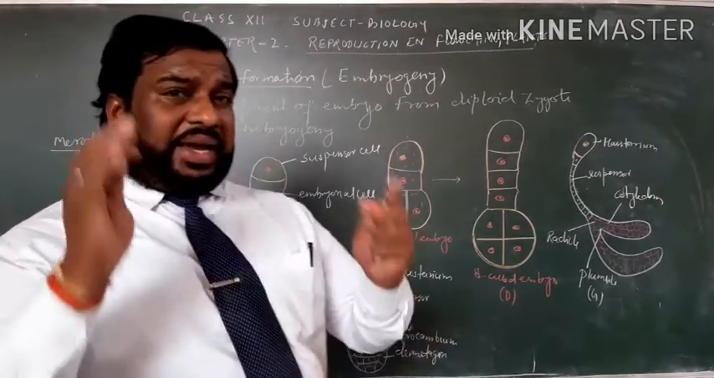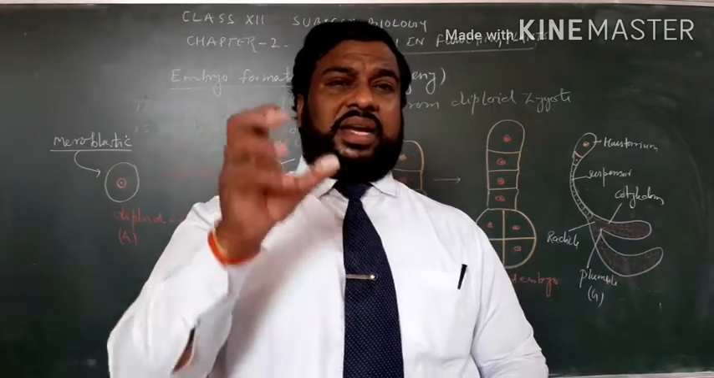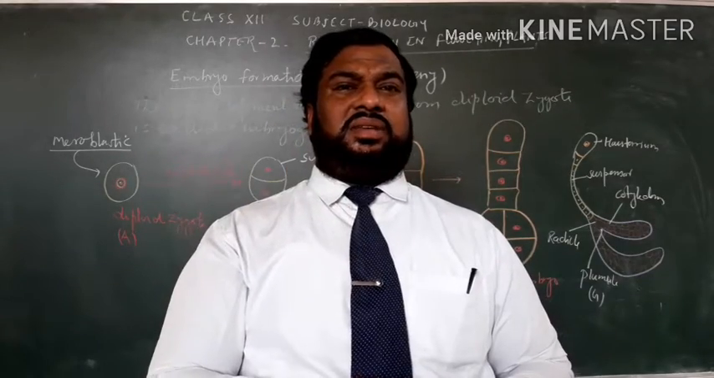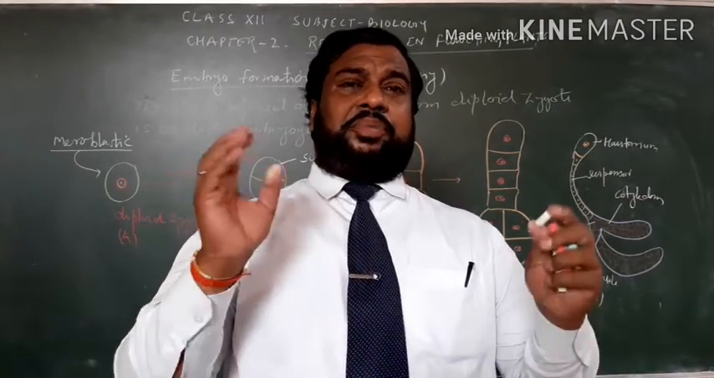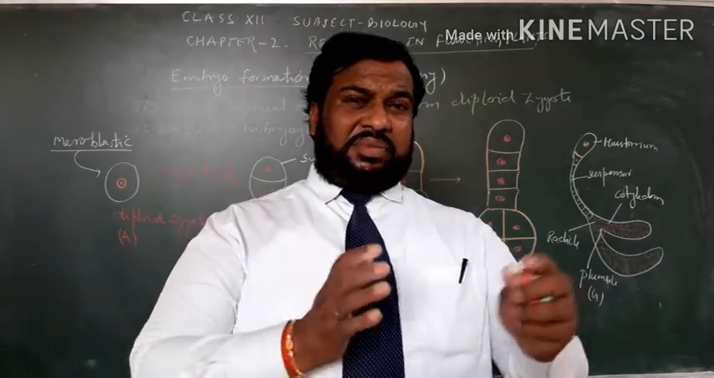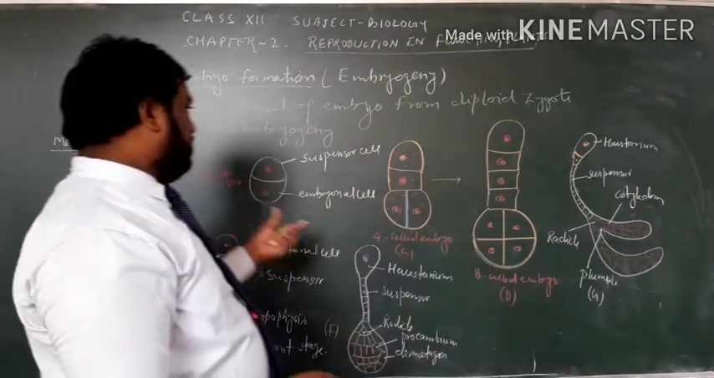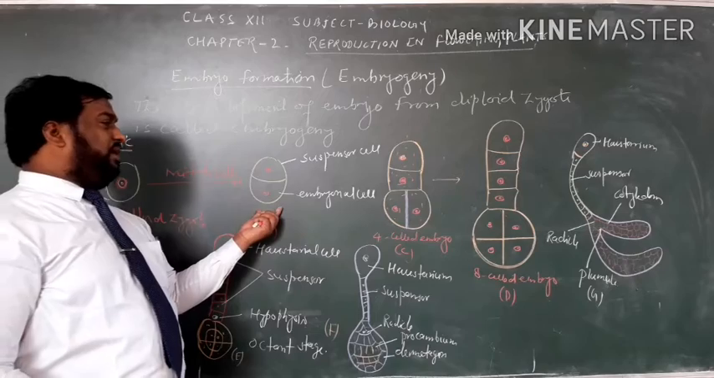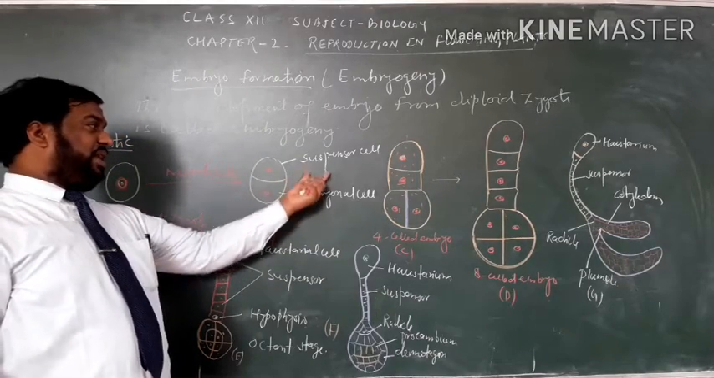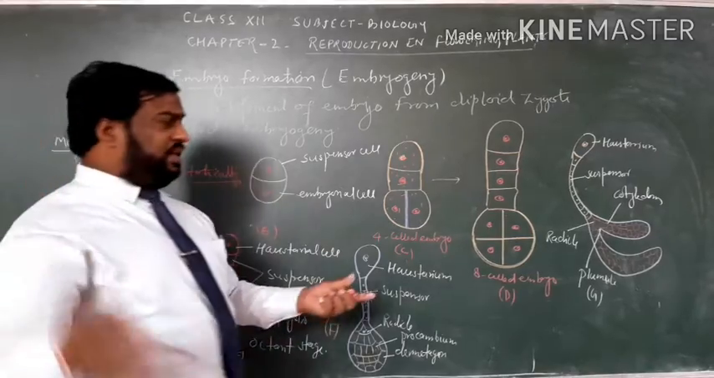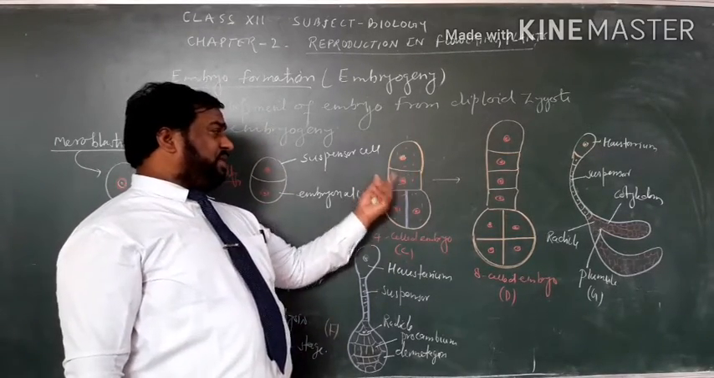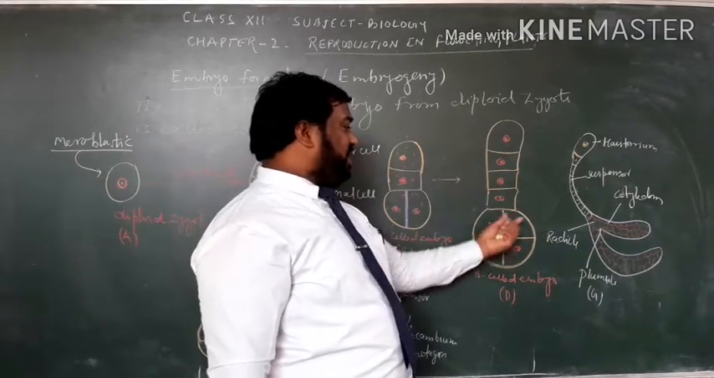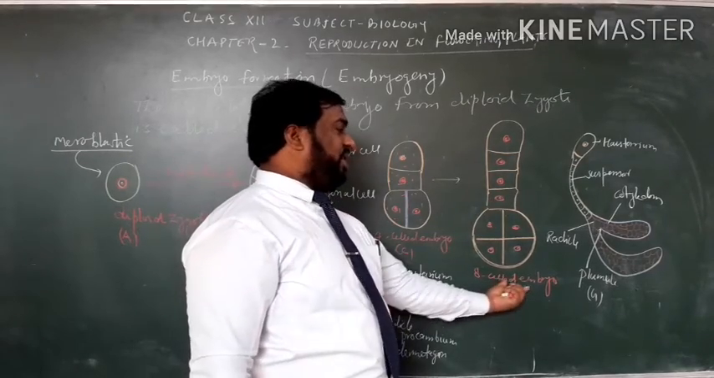Second, endoscopic. It means the embryo develops in the interior of the suspensor. So after that a proembryo is formed. In very brief, the zygote divides mitotically to form a two-cell structure, the suspensor cell and the embryonal cell. Further it divides by transverse division and longitudinal division. This is a 4-cell embryo. Again transverse and again transverse. So this is an 8-cell embryo.